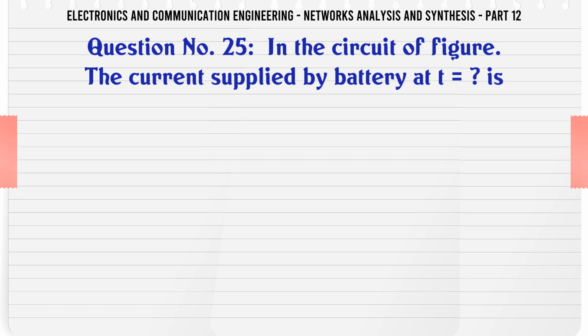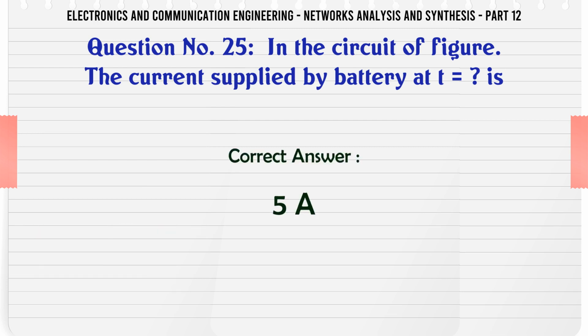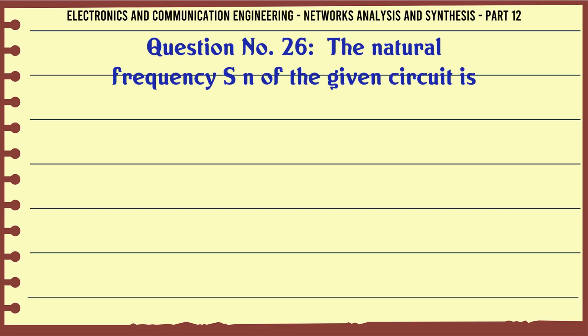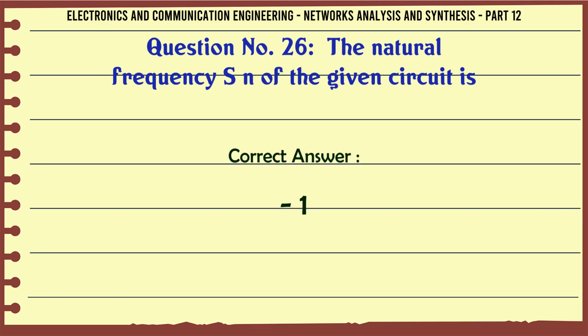In the circuit of the figure, the current supplied by the battery at t = ∞ is A) 0 A, B) 5 A, C) less than 5 A, D) very large. The correct answer is 5 A. The natural frequency sn of the given circuit is A) 1, B) -1, C) 1/2, D) 2. The correct answer is -1.